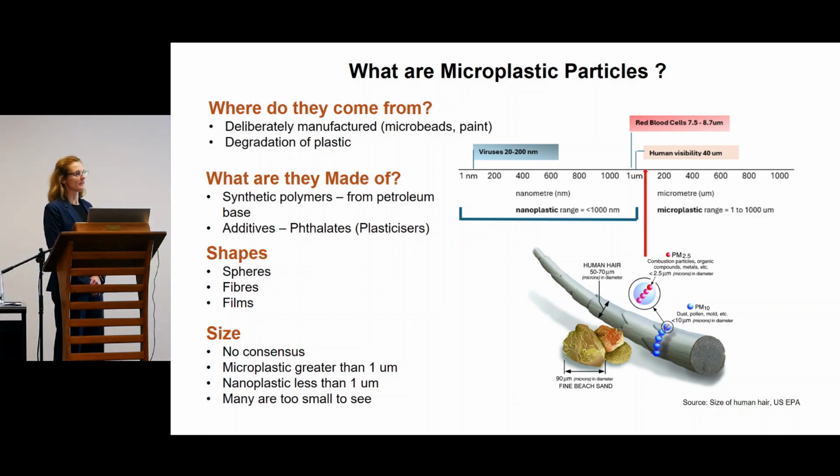The important thing to note here is that a lot of the particles we're interested in are not visible to the eye. To give you an idea, the width of a human hair is generally between 50 to 70 micron, and a lot of the particles that we're finding in environmental samples are a lot smaller than this, and not visible. So that's a brief overview of what microplastic particles are and where they come from.